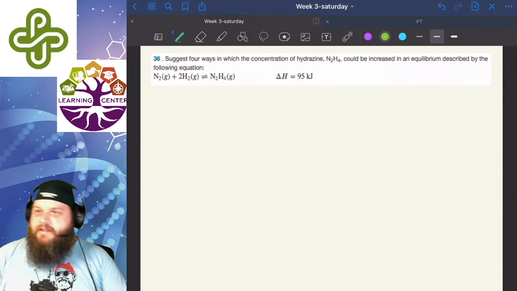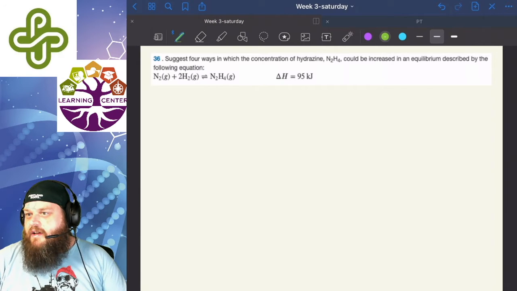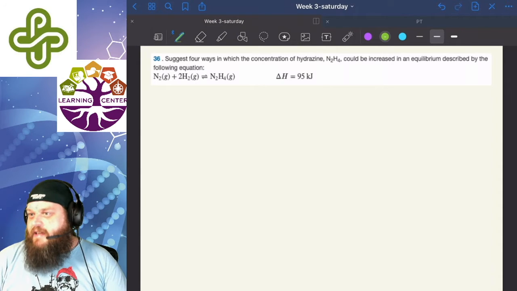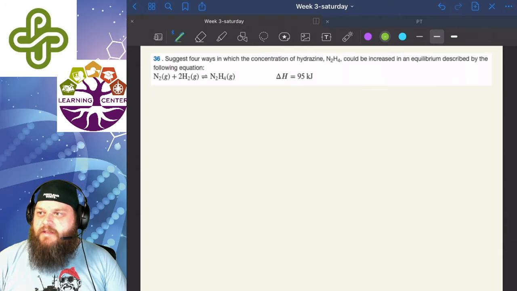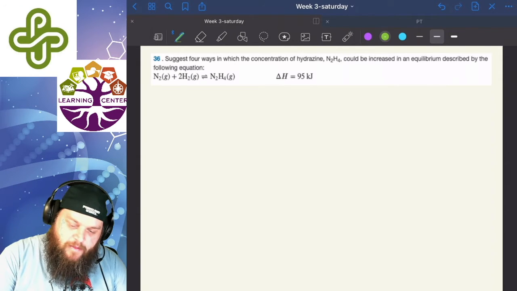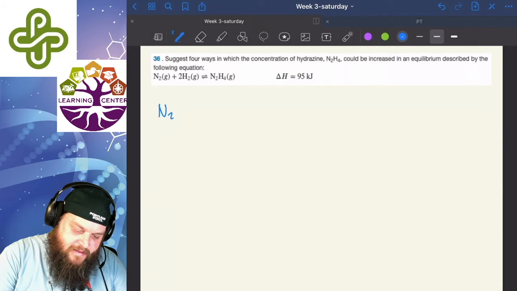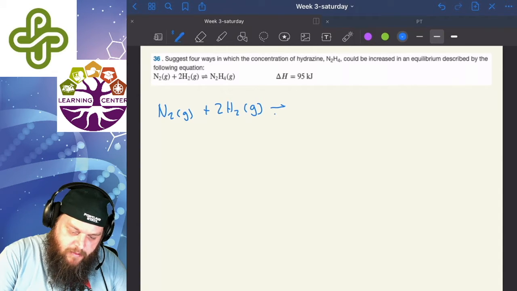On 36, they want us to suggest 4 ways in which the concentration of hydrazine, which is N2H4, could be increased in an equilibrium described by the following reaction. So I'm going to write that a little bit bigger. Get my colors back. That's N2 gas plus 2H2 gas is in equilibrium with N2H4 gas. And they give us the enthalpy.